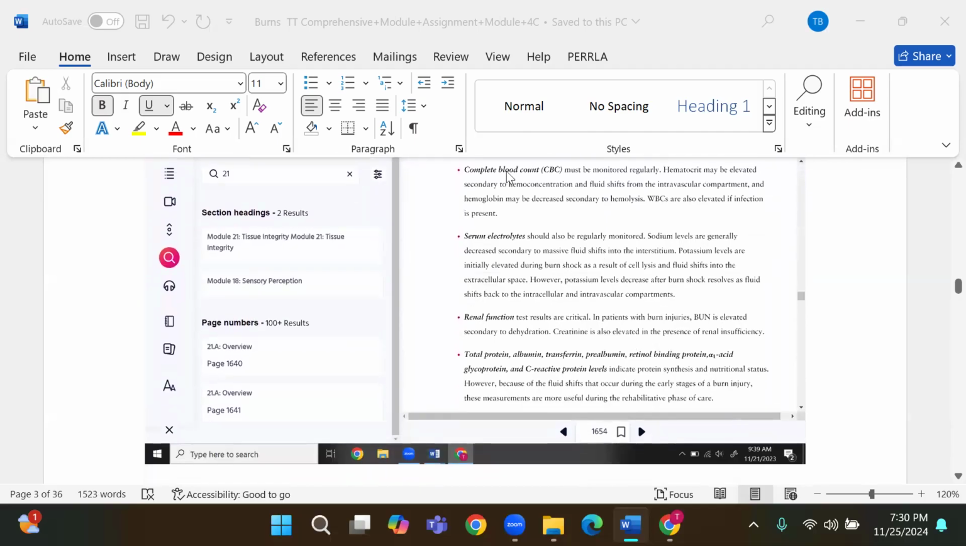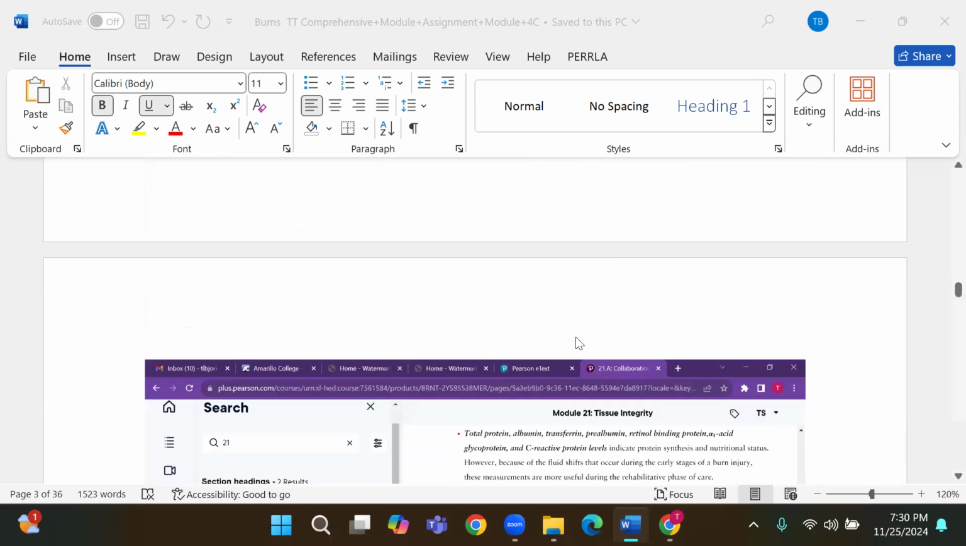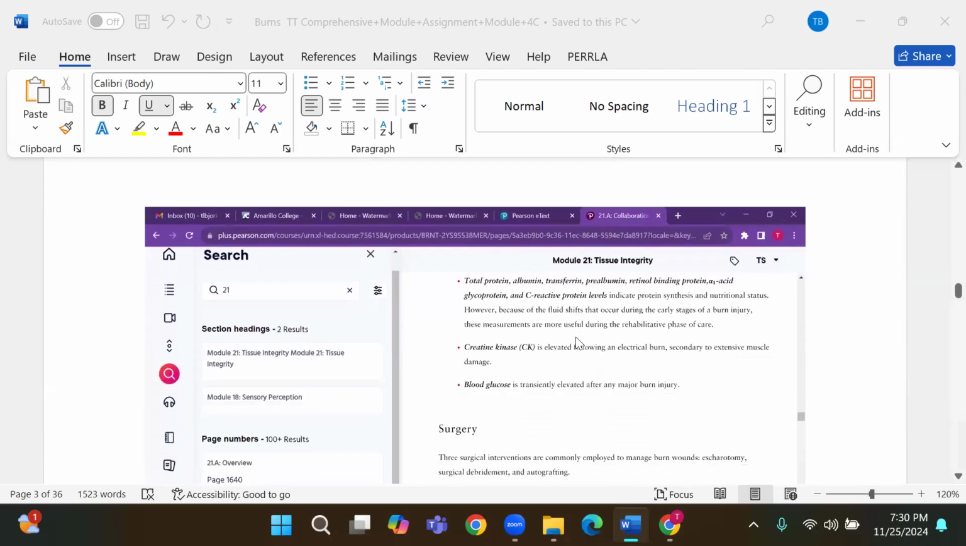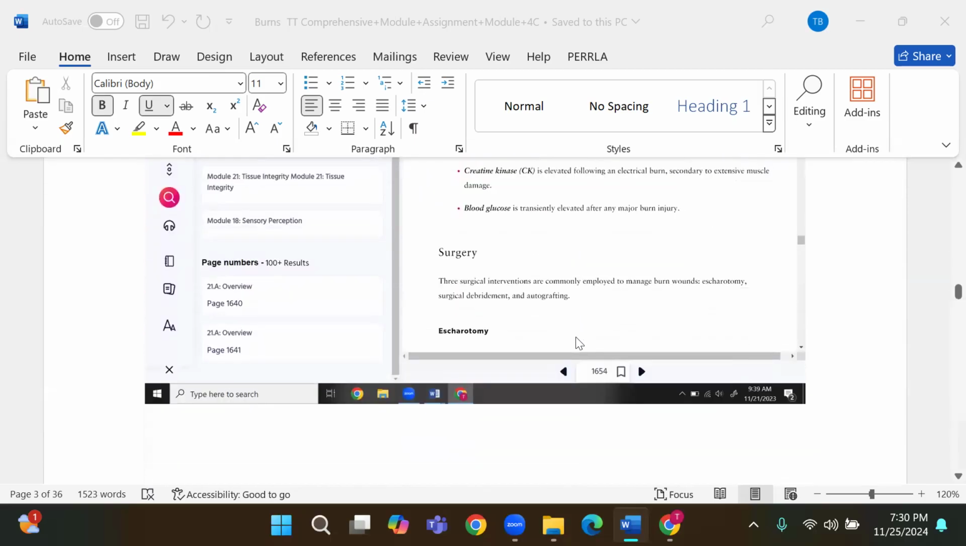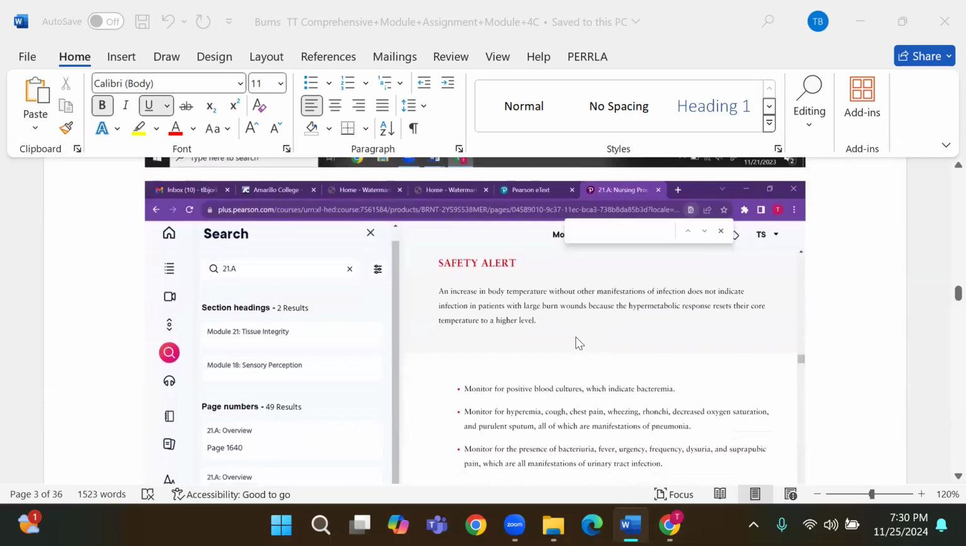Remember, we may have to look at a CBC, electrolytes, renal function. The BUN will be up because of the dehydration, right? And then don't forget, we're probably going to have to give them protein, and albumin is the volume expander to help expand volume there. And then blood glucose is elevated.